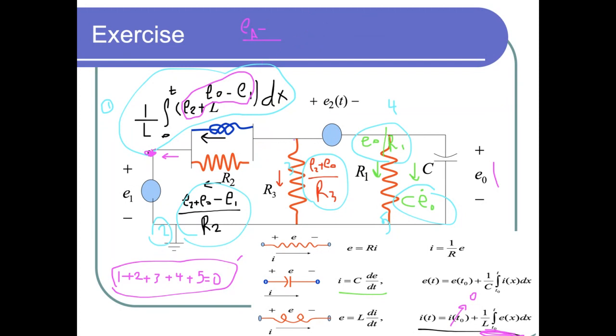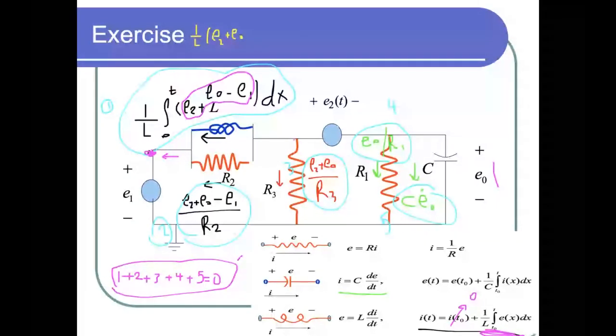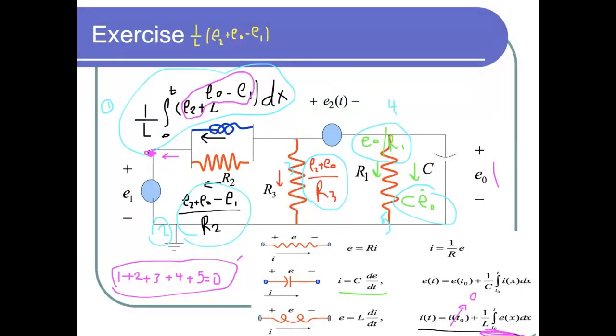Okay. So let's go to the next step. Because we have an integral here, we need to find the derivative so that we have a proper differential equation. So I take the derivative of everything. The derivative of 1 is simply 1 over L times E2 plus E naught minus E1. Because zero initial conditions, so everything else is kept.